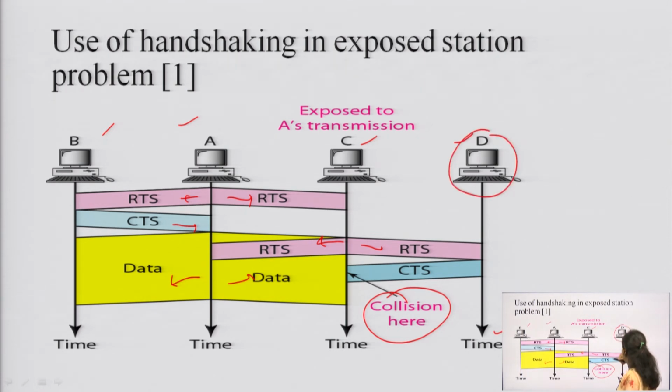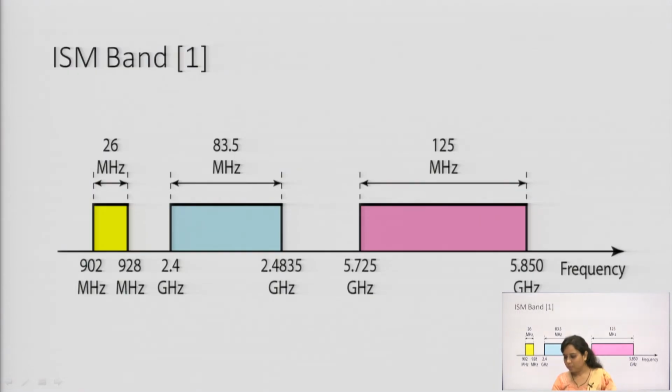This is station D. As you can see, this will transmit this request to send, and this will transmit that clear to send information. So, that is the case for the use of handshaking in the exposed station problem.